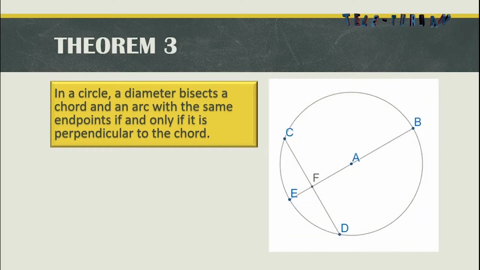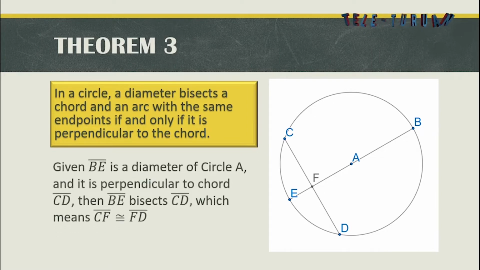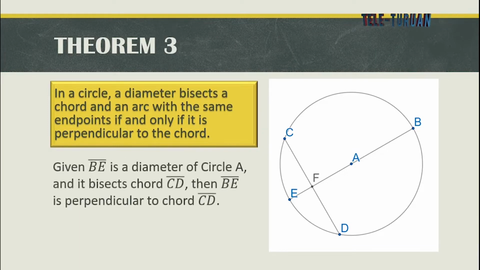Now here we are given circle A with several points, a diameter, and a chord. Given BE in our circle A is a diameter and it is perpendicular to given chord CD, according to this theorem, it will bisect chord CD, which means that segment CF is going to be congruent to segment FD. It doesn't just bisect the chord, it also bisects the arc that intersects, which means that arc CE is also congruent to arc ED.